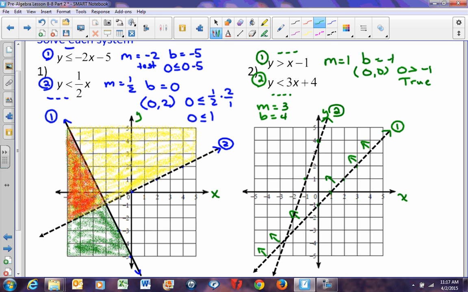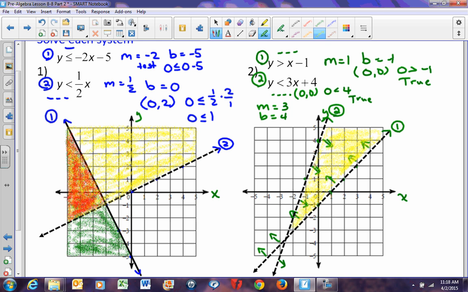So this is equation 2. It doesn't go through the origin, so I can definitely use 0, 0 on this one as well. If I test 0, 0, I have 0 is less than 0 times 3, which is 0, plus 4, which is less than 4, which is true. 0 is definitely less than 4. So I would shade where 0 is, which means I'd go this way on this graph. So where do the two arrowheads point at each other? That's where I would shade. In this particular instance, that's here. So this is where I would be shading my graph.